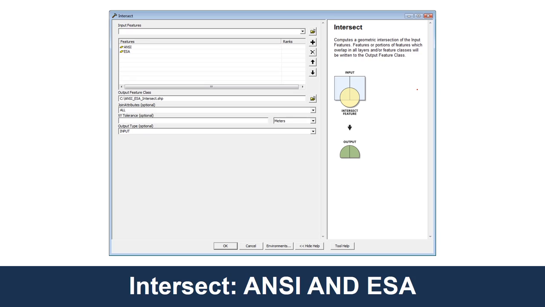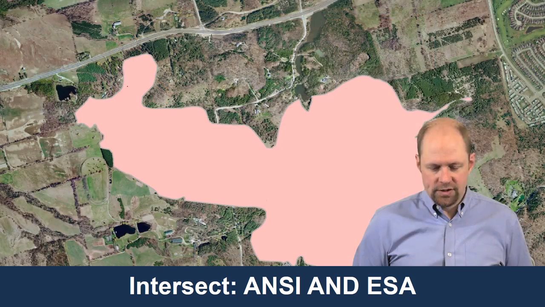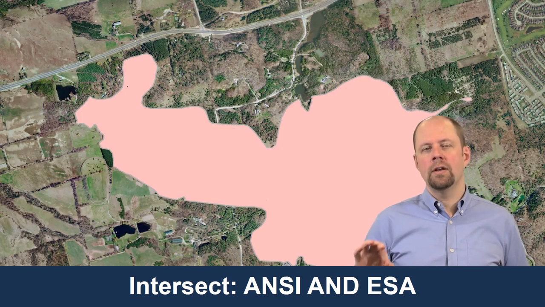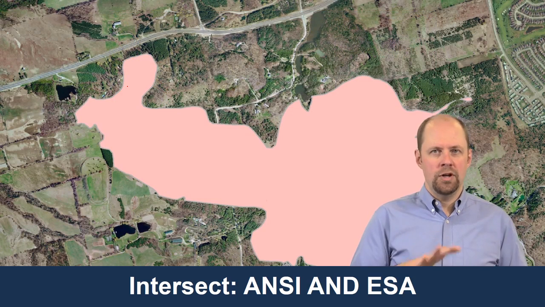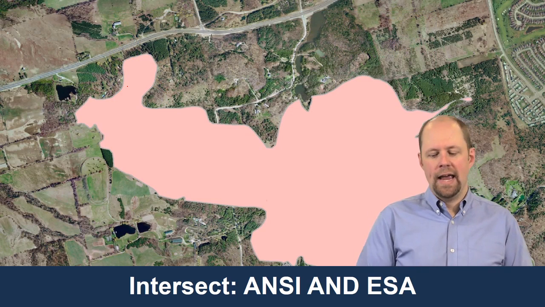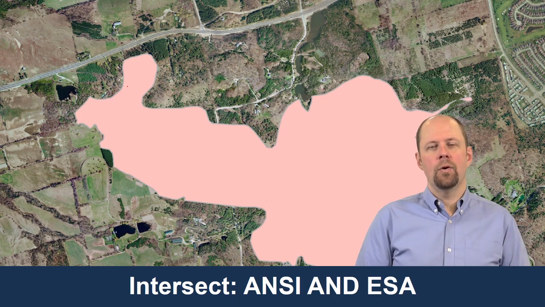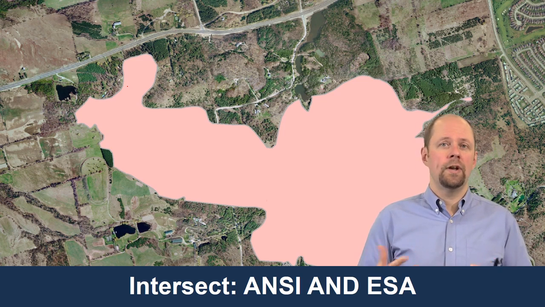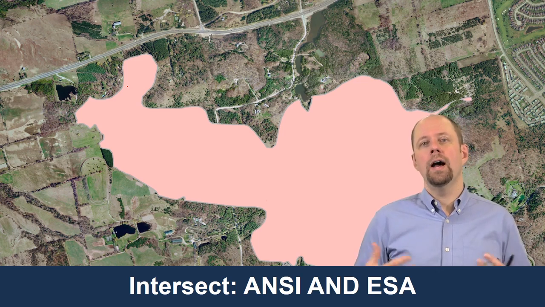So I've got my two inputs here, and that's going to be my output there. And so that's the result. That's the intersection in space of the geographic areas that are both ANSI and ESA. And so that would be the answer to my question as to what areas have been designated under both definitions.